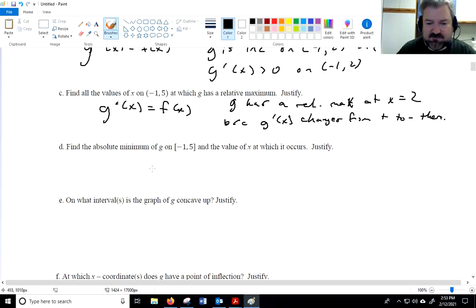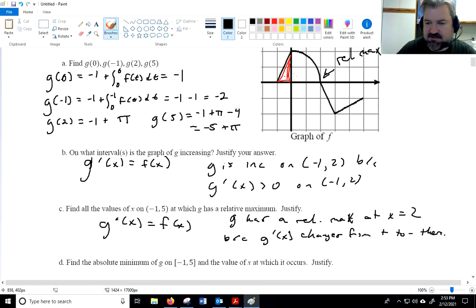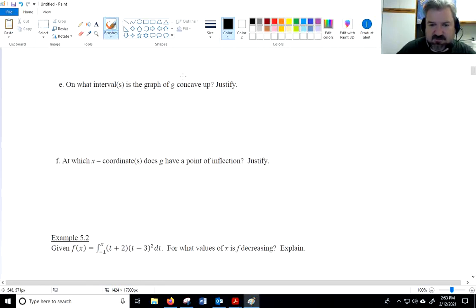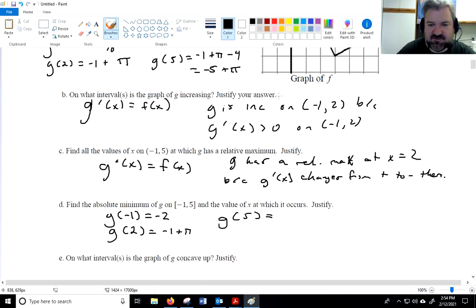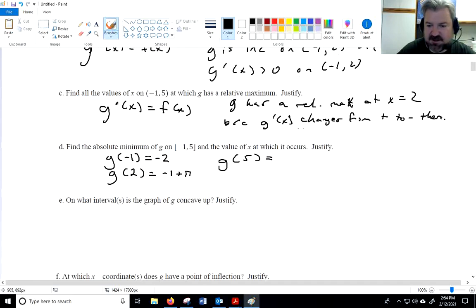Find the absolute minimum on negative 1 to 5 and the value at which it occurs. Well, from negative 1 to 5, we actually evaluated several points. The critical points, though, are here, here, and the endpoint over here. So we just need to check those 3 points. We need to find G of negative 1, which I believe was negative 2. G of 2, which I believe was negative 1 plus pi. And G of 5. What was G of 5? Negative 5 plus pi.